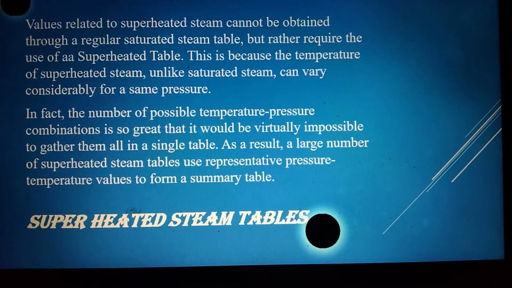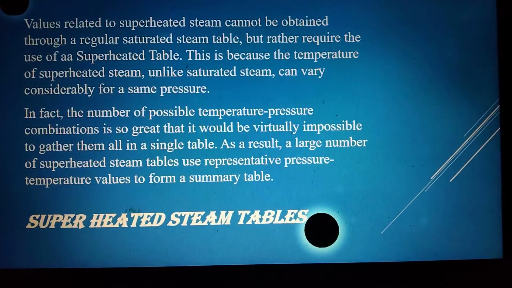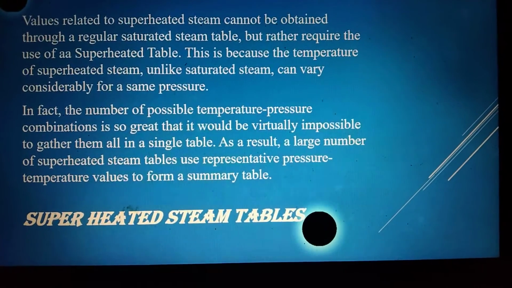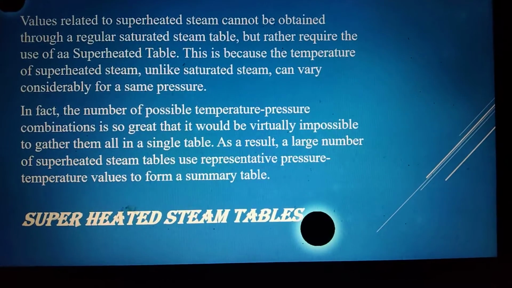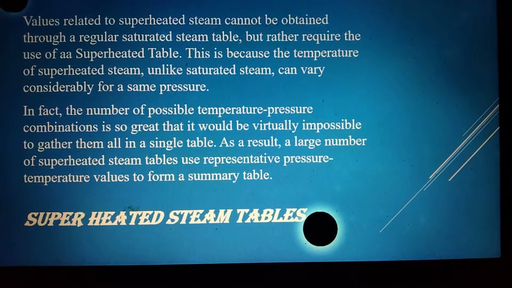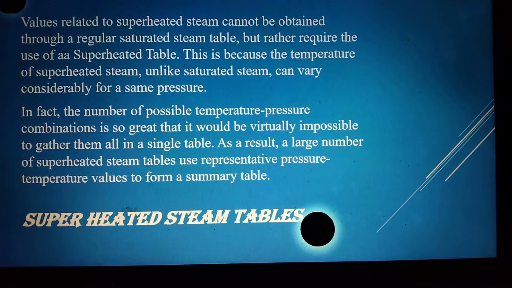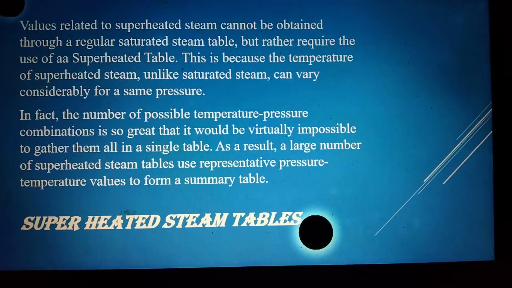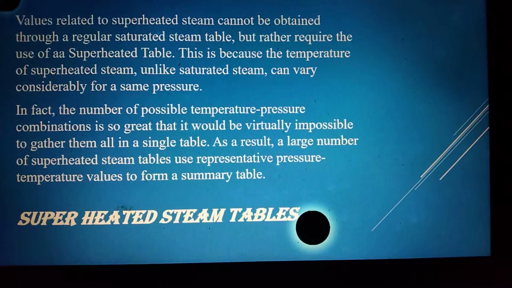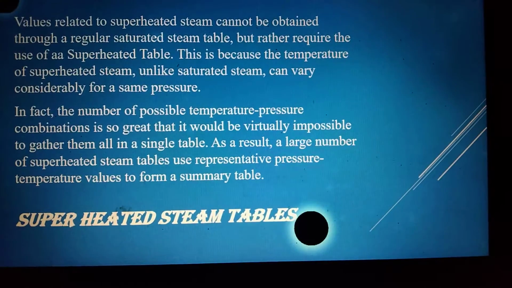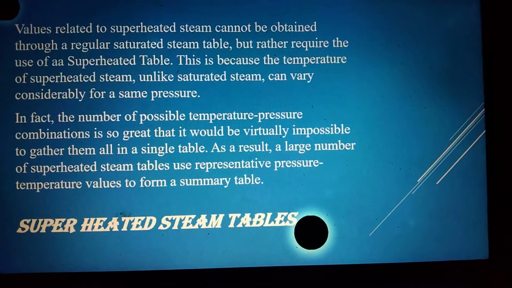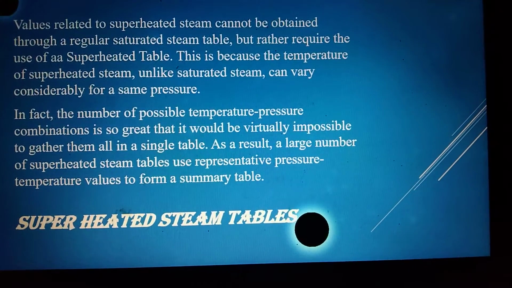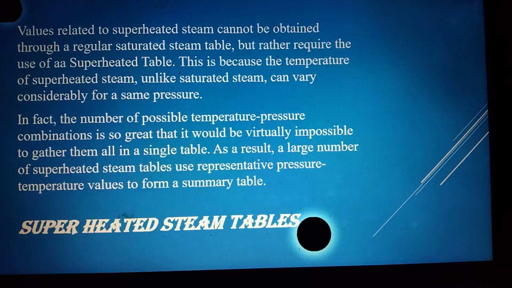Superheated steam table. Values related to superheated steam cannot be obtained through a regular saturated steam table, but rather require the use of a superheated table. This is because the temperature of superheated steam, unlike saturated steam, can vary considerably for the same pressure. In fact, the number of possible temperature-pressure combinations is so great that it would be virtually impossible to gather them all in a single table. As a result, a large number of superheated steam tables use representative pressure-temperature values to form a summary table.